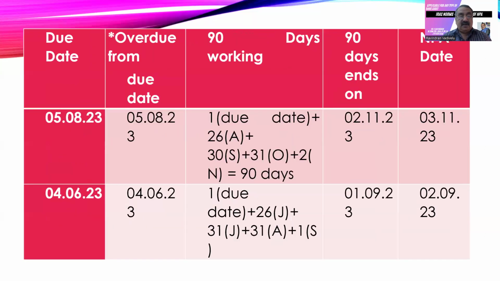Next important thing, this is also another exercise. That is 5/8/23. Again, it has to be regularized on or before 2/11/23. Otherwise, this account will become NPA on 3/11/23. Two examples I have given.